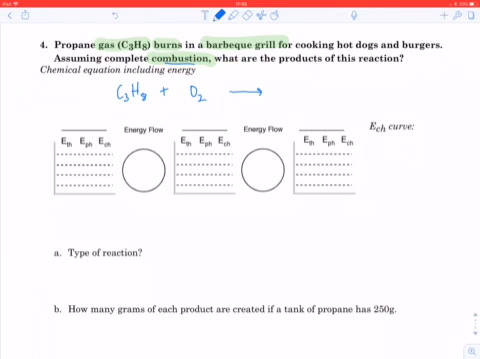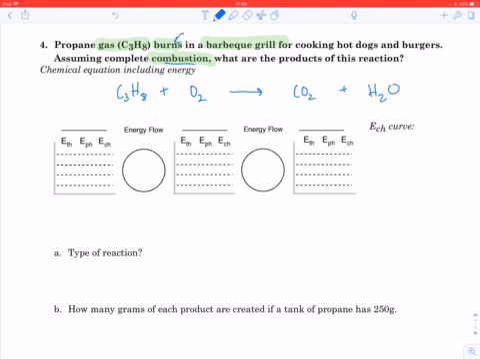Now, it also tells me it's a combustion reaction, and so I know two more things. I know the products for a combustion reaction are always, never changingly, CO2 and water. Now look at that. I have an almost complete reaction. There's a couple other things going on.